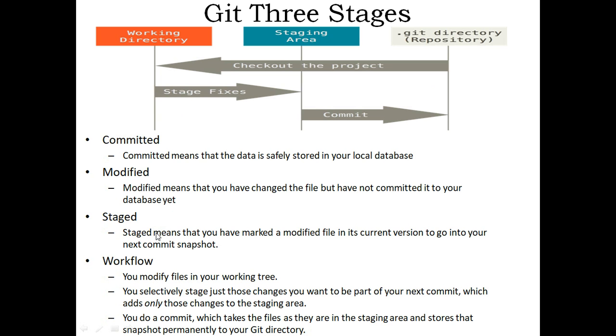The workflow is first you check out all the files, then you modify files in the working tree, that is the working directory. Within the working directory you modify the files and you selectively stage just those changes you want to be part of the next commit. That means those which need to go into the next commit as a new snapshot, you make them staged, and then you do a commit and it will create a new snapshot in the local database.